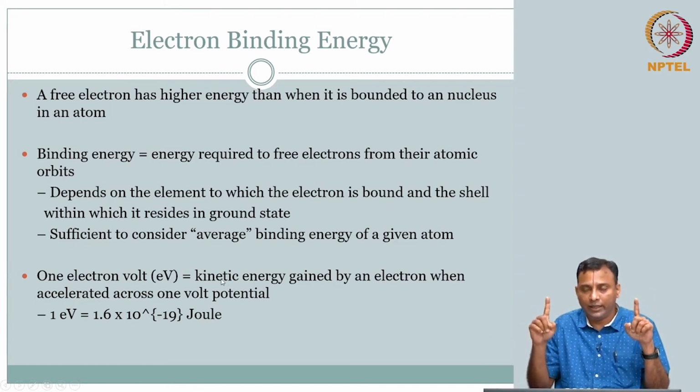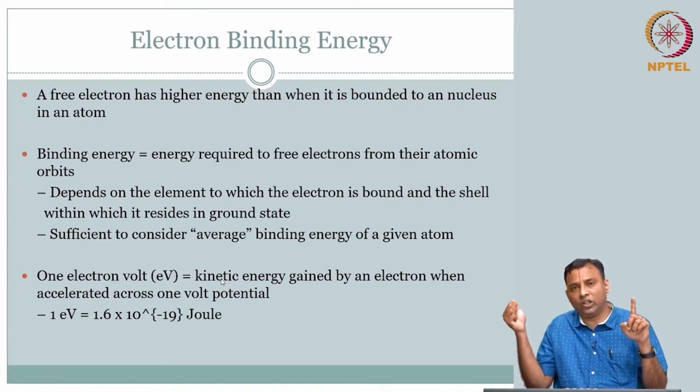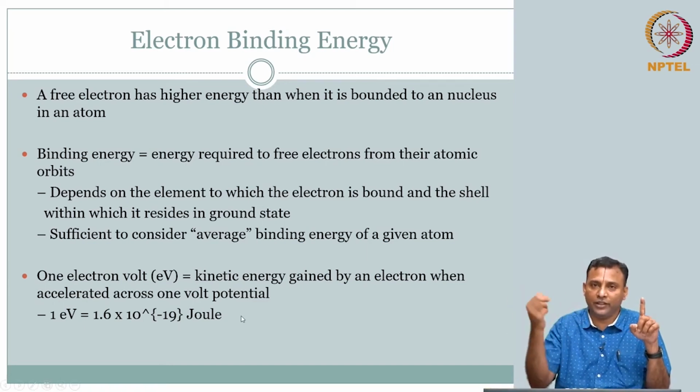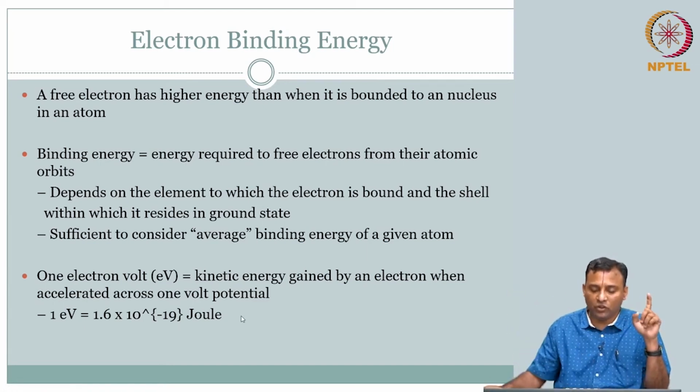So you have an electron. The electron is negatively charged, e minus. If you make this electron travel, I have a voltage drop, and if you have a voltage drop, current flows. That means the electrons move. So the kinetic energy gained by an electron when accelerated across a 1 volt potential is your 1 electron volt. So 1 electron volt is so many joules. This is the energy that we are talking about.